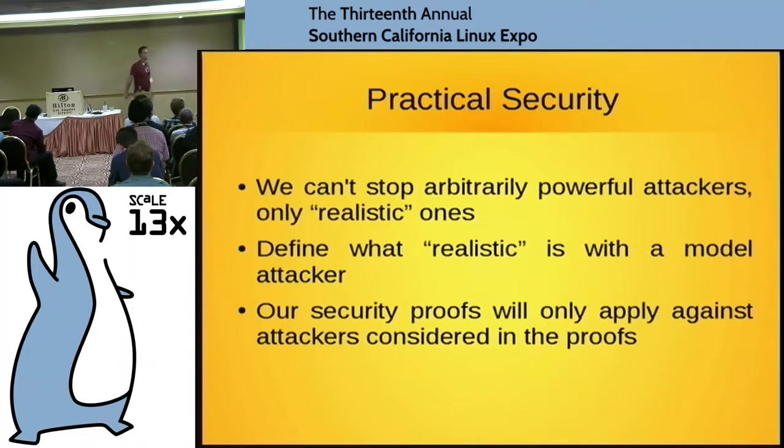The problem here is that we ask for too much. We ask for security effectively against every conceivable attacker, and that's silly. If God wants to break your cipher, his computer will break your cipher. But we have to lower our sights. So we're only going to ask for security against realistic attackers, and specifically, what is realistic is actually going to be an input into our security analysis. So we have to say so, and then any security proofs that we have only apply against attackers we've considered.